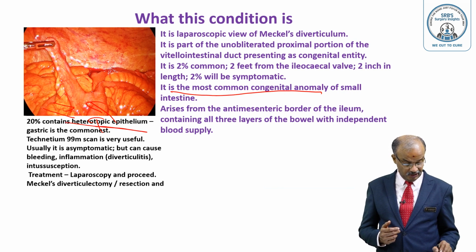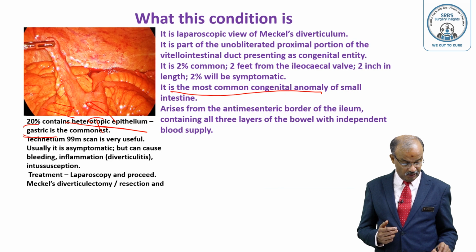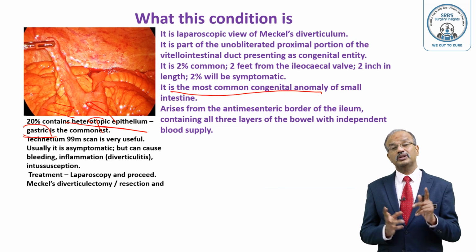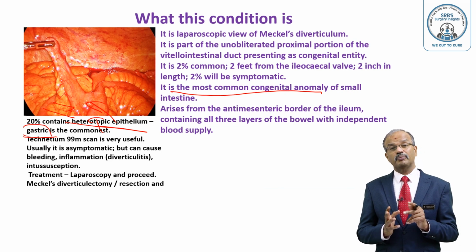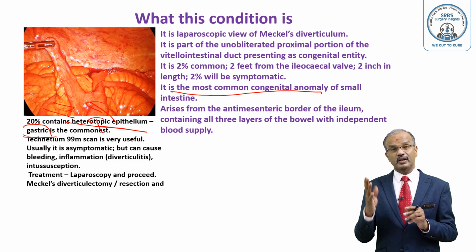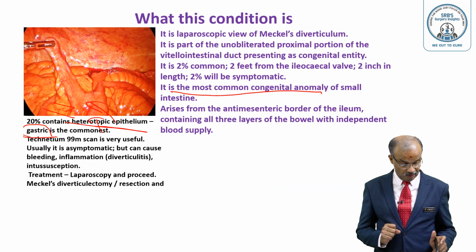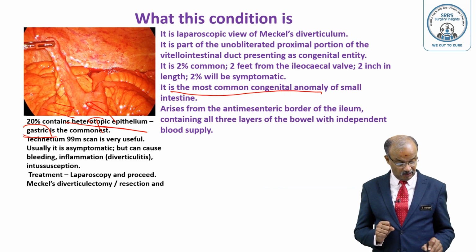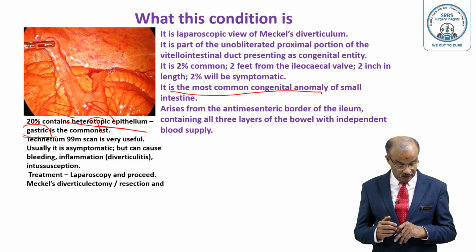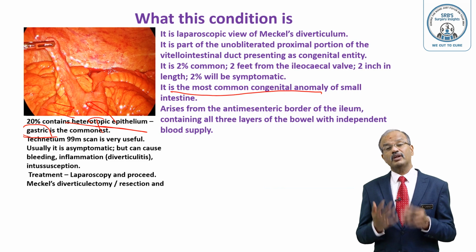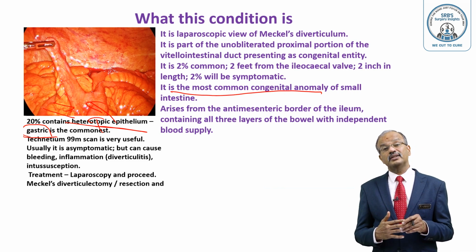So gastric is the commonest, that is the MCQ question. The commonest heterotopic epithelium present in the Meckel's diverticulum is gastric, rather than duodenal, colonic, esophageal, like that. MCQ will be there. Gastric, remember, that's the right answer. Technetium 99 is diagnostic. Usually they are asymptomatic, but may cause bleeding, inflammation. Meckel's diverticulitis, when it happens, mimics exactly like appendicitis.